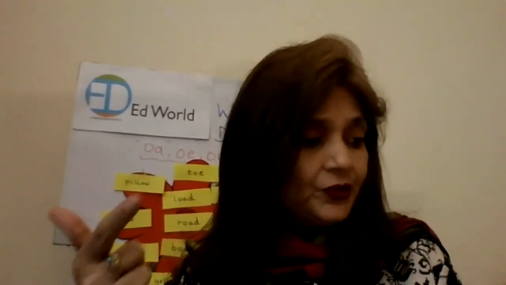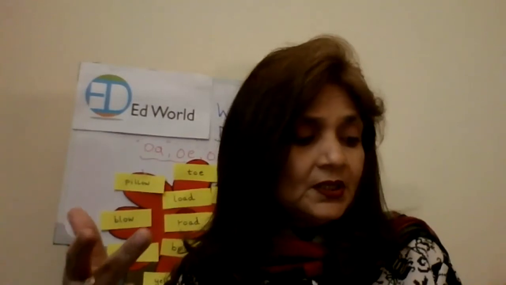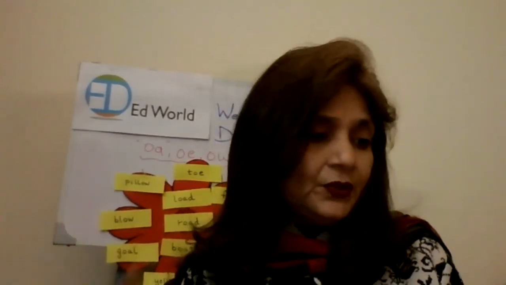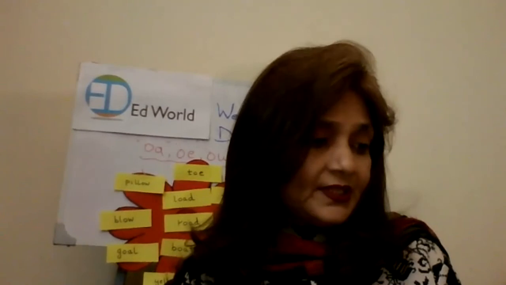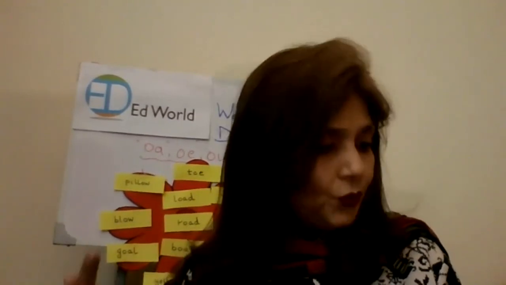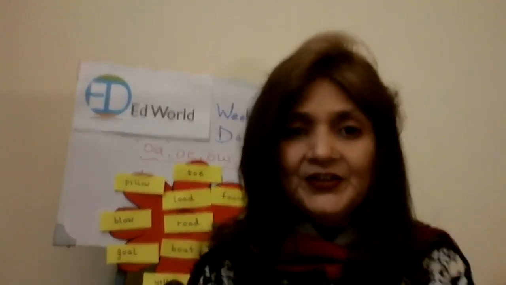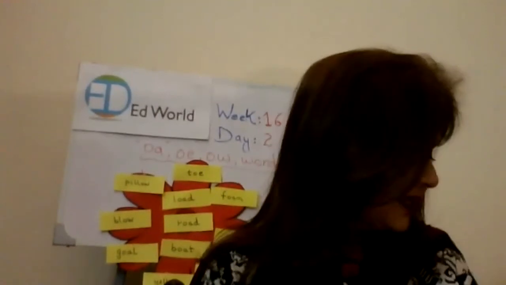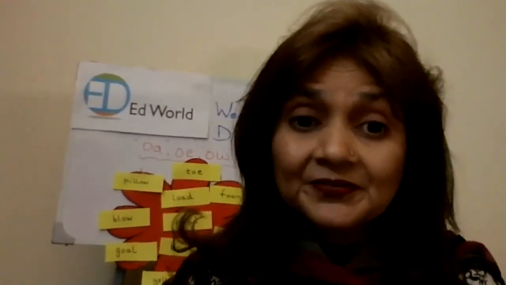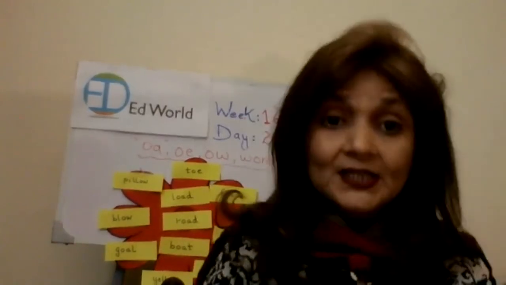What are the OW words? Blow, very good. Snow, very good. Grow, very good. And then that's it. Okay, now comes OE words. Rope, very good. Note, very good. Smoke, very good. Broke, very good. Good job. That means that you all are now very clear with different patterns of words.